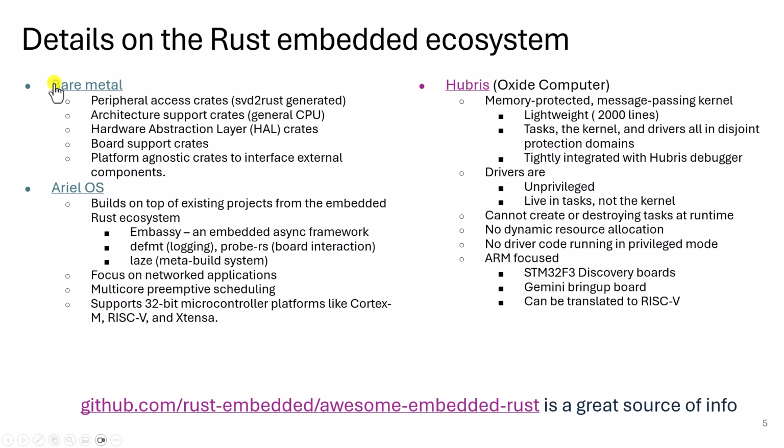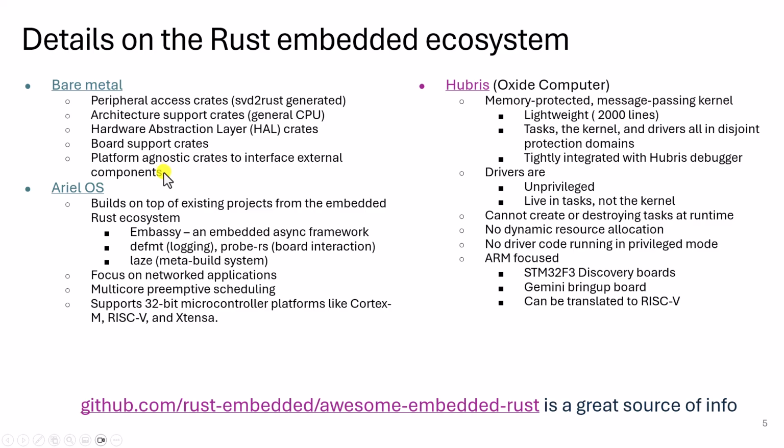So the first category is that bare metal category I talked about previously. And here there are some common crates. They're organized a lot of times by the peripherals on the devices, and then the architectural support. And they have board support crates, and then also some agnostic crates to abstract away some of the interface issues so that you can reuse your code on different platforms.